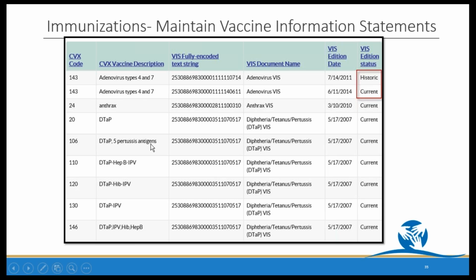Because you can use this DTaP right here, and then all of a sudden, they're going to say that this code, the CVX code, is no longer available. You have to use a different one. So it's going to take you a lot to create an update, but you absolutely have to make sure that you're going through and you're maintaining it, especially if you're on the registry. If you do not maintain your schedules, your CVX codes, your MVX codes, and your VIS statements, you will error out on your registries. Very, very important.